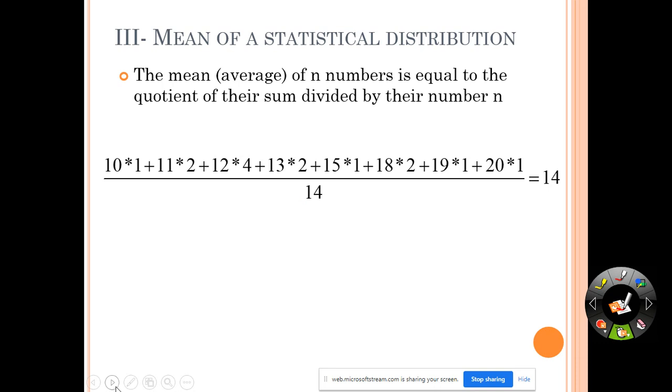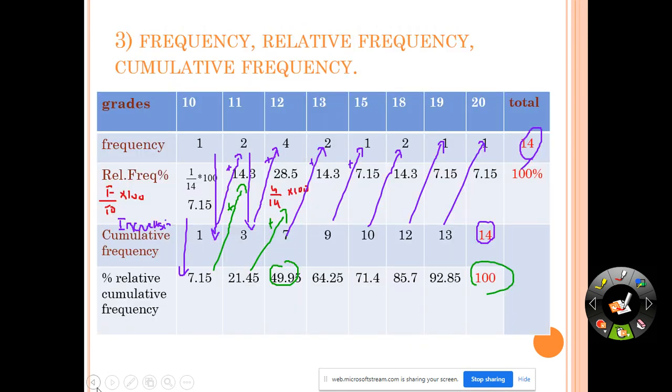Now, how do we find the mean, or the average? Sorry, the mean or the average. We need to add, for example, if you need to find the average of your grades, you add all the grades over the total number of grades. Here we have 14 grades. I need to add 10 plus 11 plus 11, but instead of saying it like this, let's go back to the table.